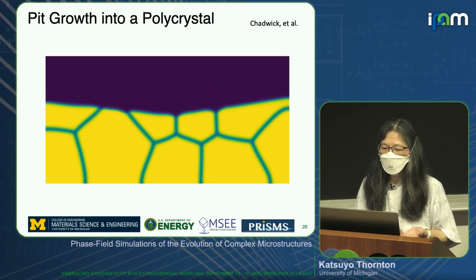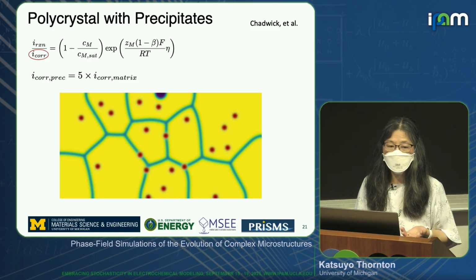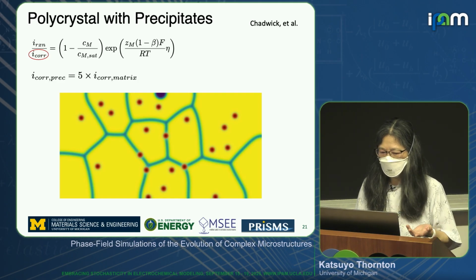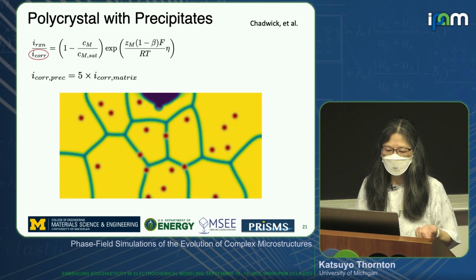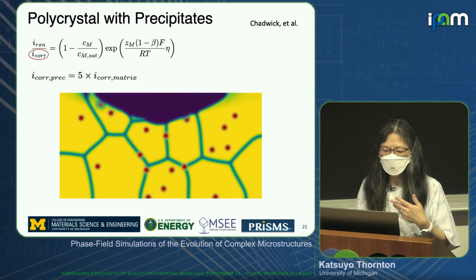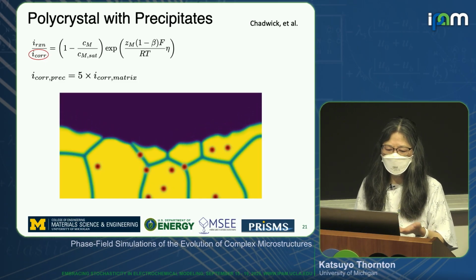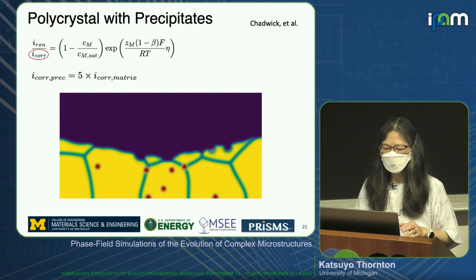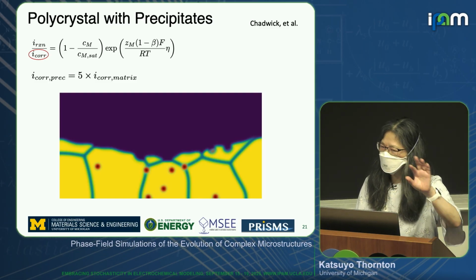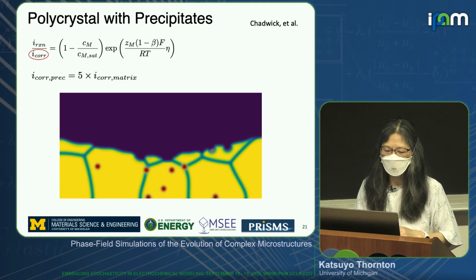We can also put in precipitates in addition. Again, you can assign different electrochemical characteristics or properties to the precipitates. In this case, the precipitates are more susceptible to corrosion. And so you see these rough interfaces, and clearly if you have a different amount of those second phases, you're going to see a different corrosion rate.